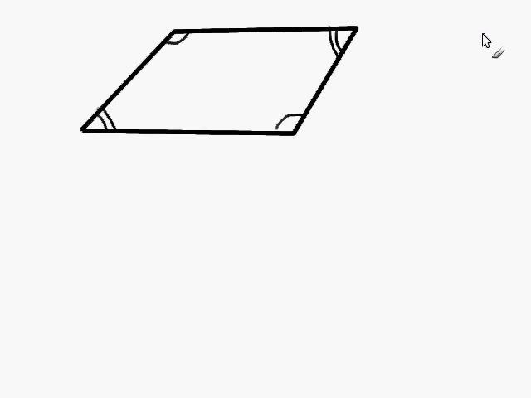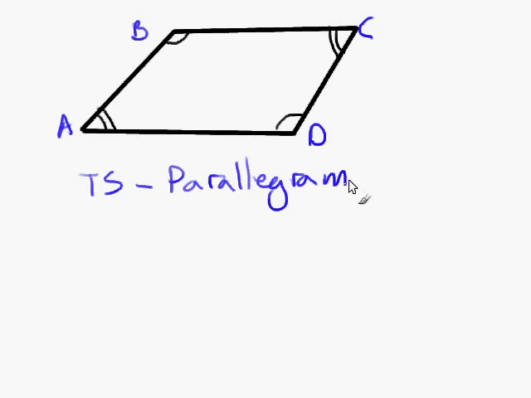5.337. We're given a quadrilateral A, B, C, D. We need to show that it's a parallelogram. All we know is that A is congruent to C, B is congruent to D. So we need to show that these guys are parallel and these guys are parallel. But we don't know that right now. That's what we're going to go ahead and try and prove.